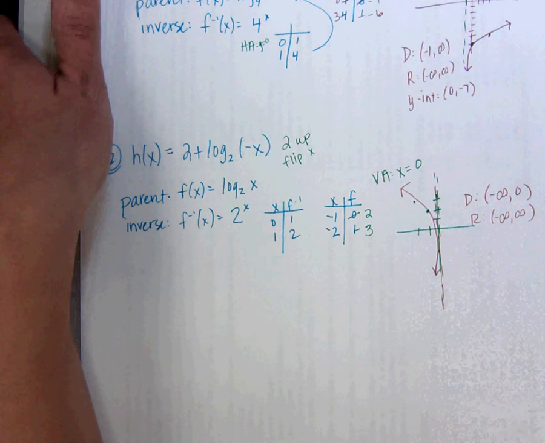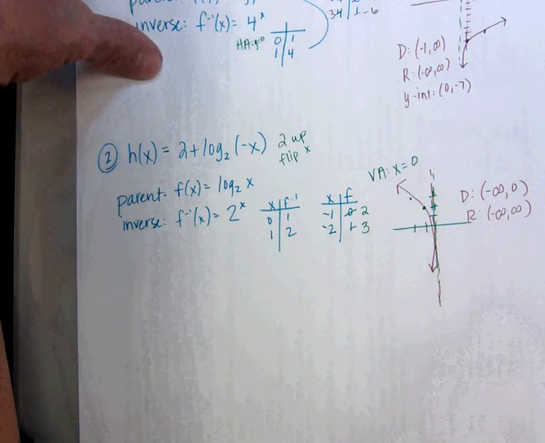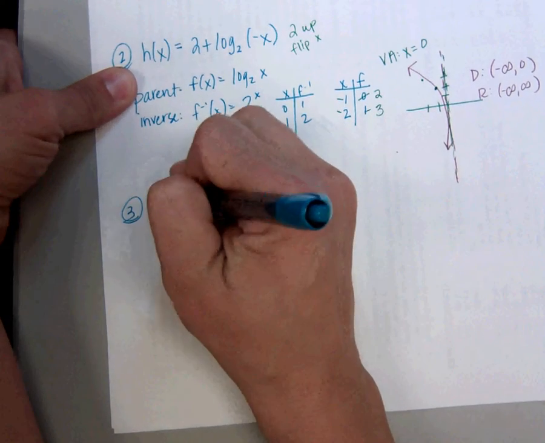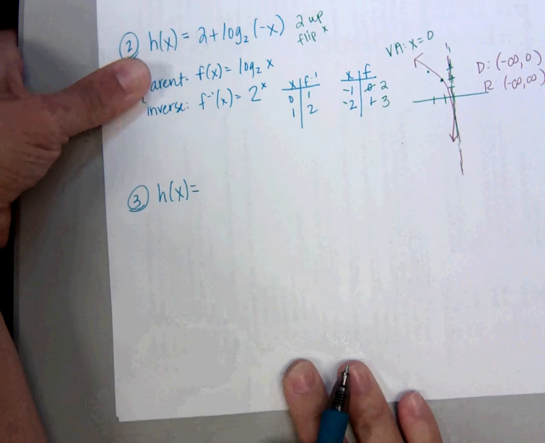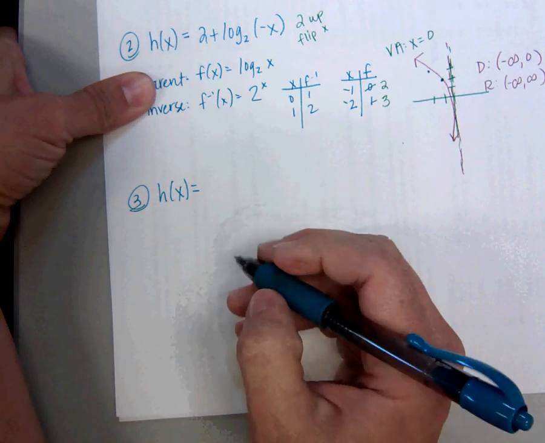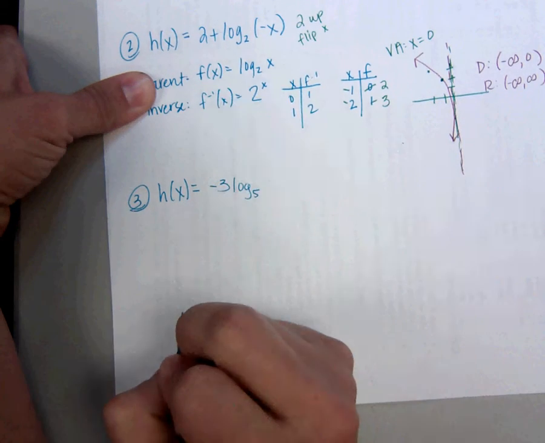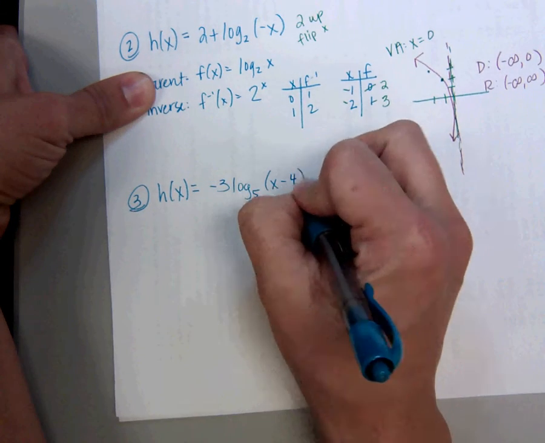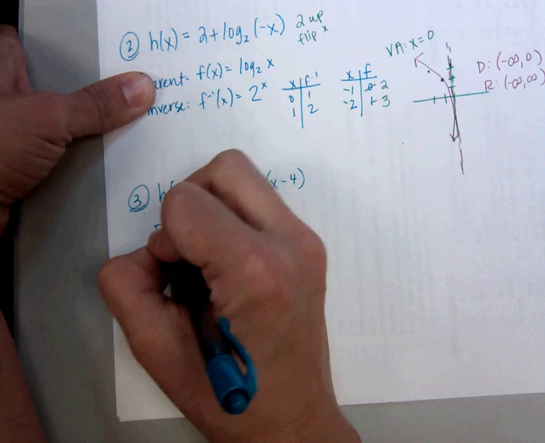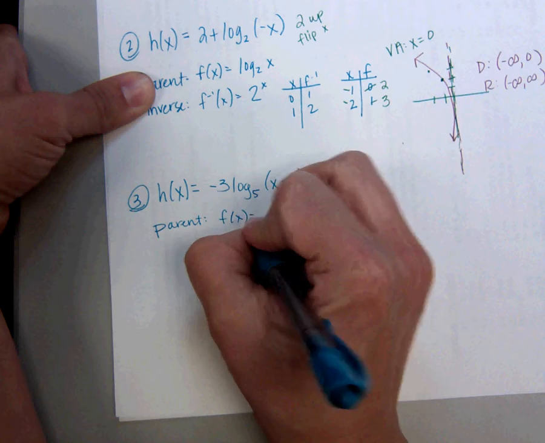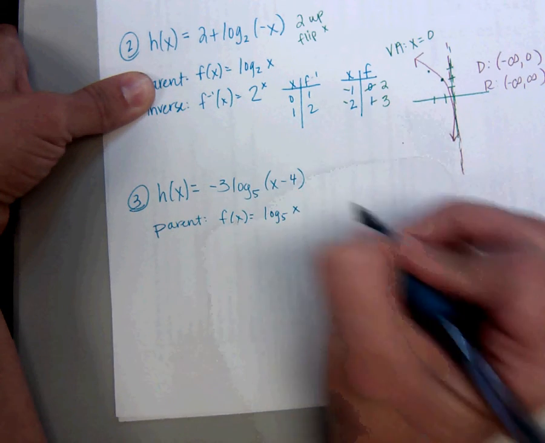All right, let's look at one more. So if our last function, h of x, says, we're going to go negative 3 times the log base 5 of x minus 4. So remember your parent function, when you remove all transformations, my parent function would just be log base 5 of x.